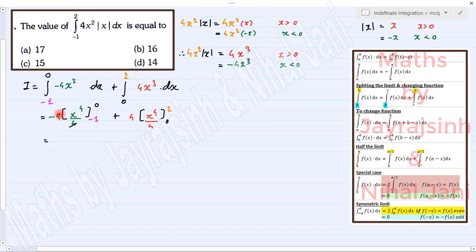Now, this 4 will cancel out. Substitute the upper limit, we will get 0 raised to 4 minus, from the lower limit, we will get 1. Plus, 4 will cancel out. From the upper limit, we will get 2 raised to 4, or we can say 16, minus, from the lower limit, we will get 0. So our final answer will be 17, which is given in option A.